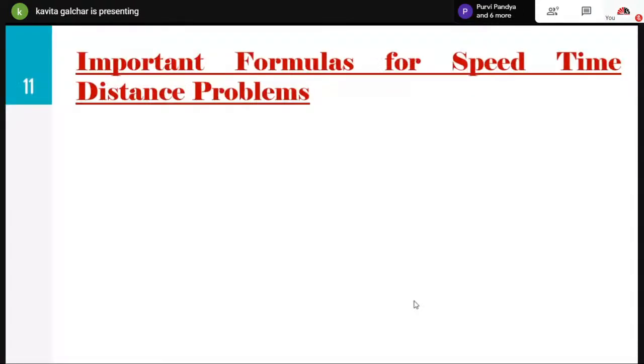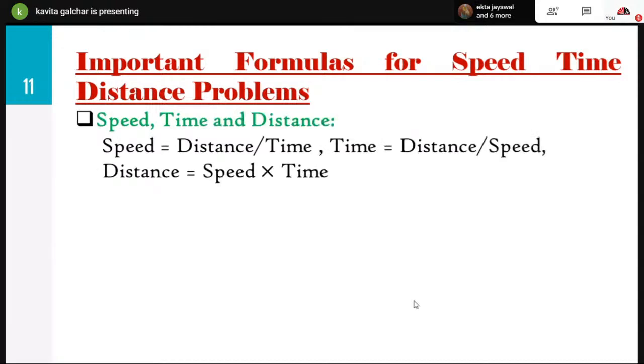Important formulas for speed, time, distance problems. First one is, what is the relation between speed, time and distance? As we have seen, speed is equal to distance upon time. So in a question, if distance and speed are given, you can use the same formula to find the time, that is, time is equal to distance upon speed. In a similar manner, whenever speed and time are given, you can calculate distance, that is, speed into time.